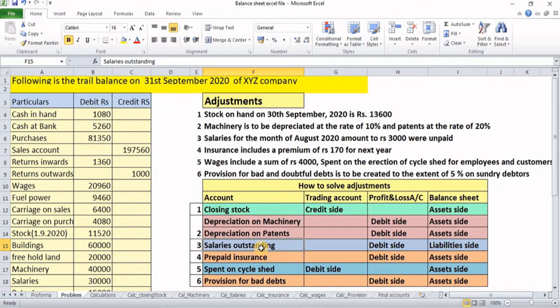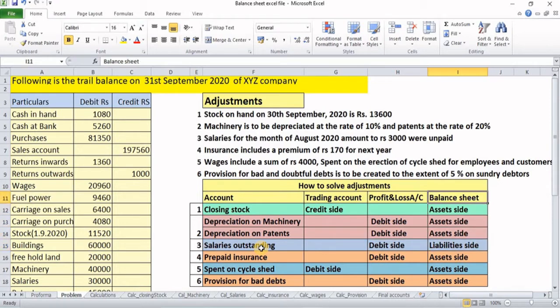In the trading profit and loss account, we will mention all expenses on the debit side and all incomes on the credit side. So we will show salaries and outstanding salaries on the debit side of the profit and loss account. Since we are liable to pay the outstanding salaries, we will show it on the liability side of the balance sheet.